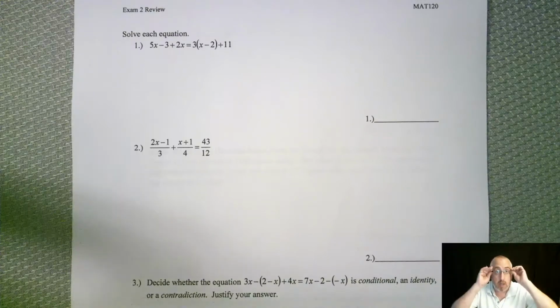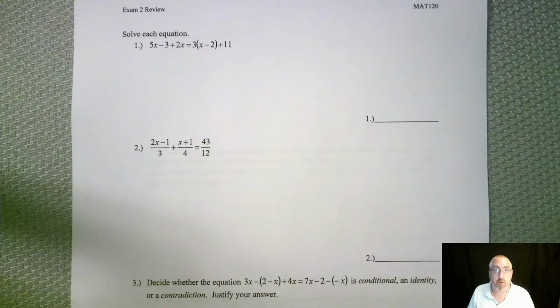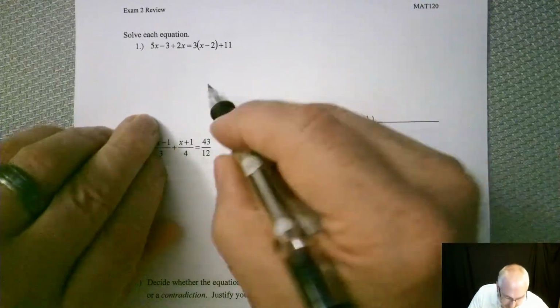Howdy folks, I'm going to jump into the review for exam 2 for Math 120. So we're looking at chapter 7 stuff. The first page of questions are all fairly straightforward as far as just solving the equation. So let's jump right in.